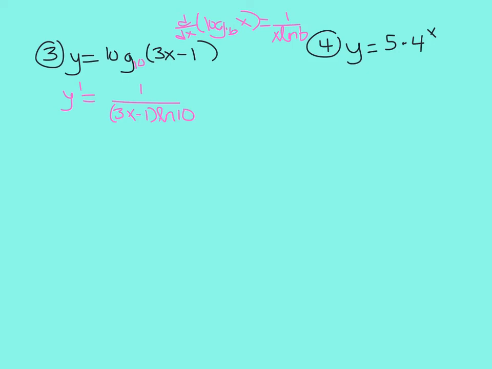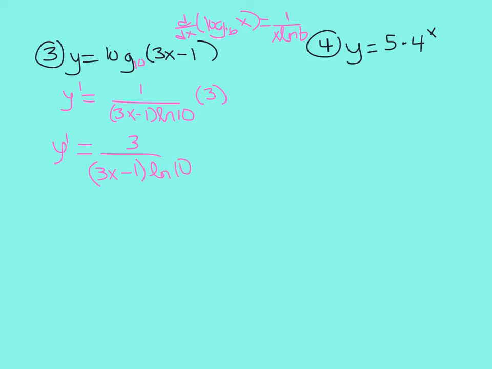However, I now need to do the derivative of the inside. So that's going to be the derivative of 3x minus 1, which is just 3. So my derivative of this one is actually 3 over 3x minus 1 times ln of 10.